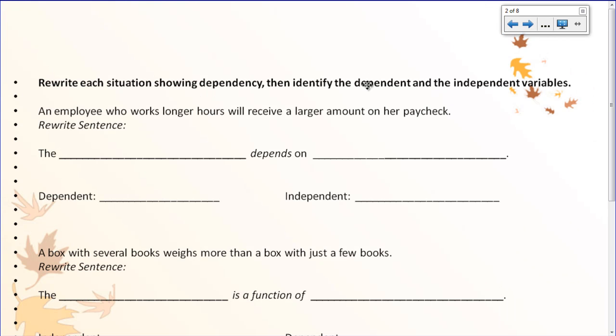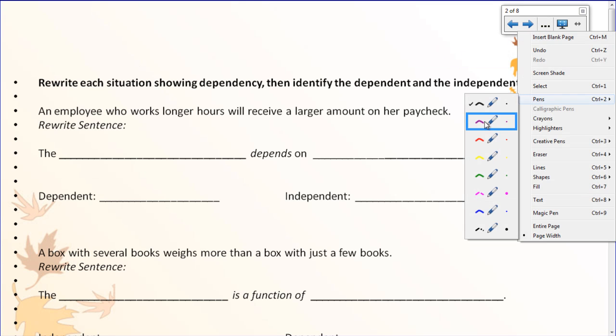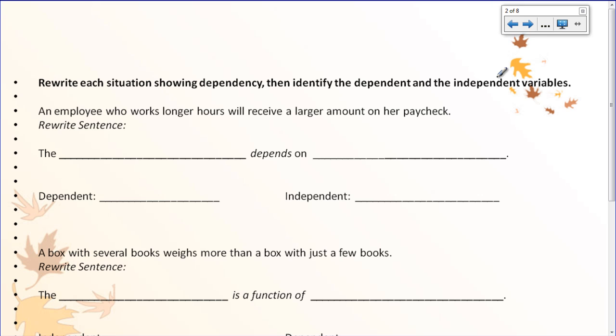So the first thing we're going to do is take these statements and rewrite them to show dependency, so that we can say this depends on this, and then label what's independent and what's dependent. Number one: an employee who works longer hours will receive a larger amount on her paycheck. We have to rewrite the sentence so it says the blank depends on the other blank. The two things we're really dealing with are the number of hours worked and the amount on the paycheck.